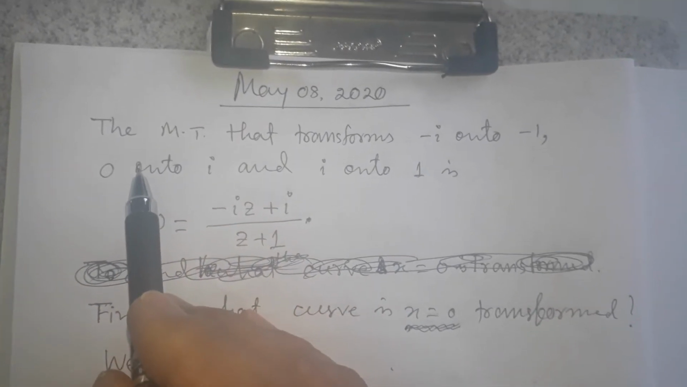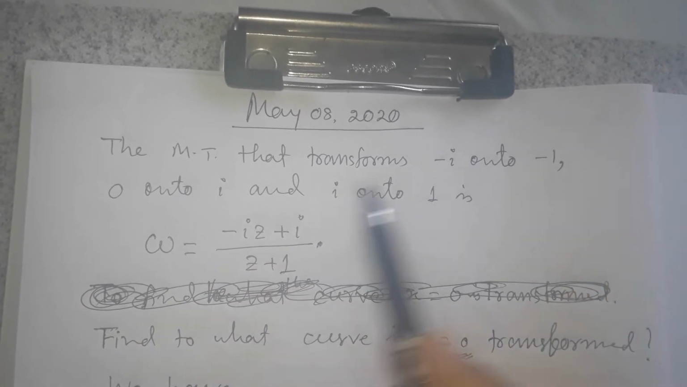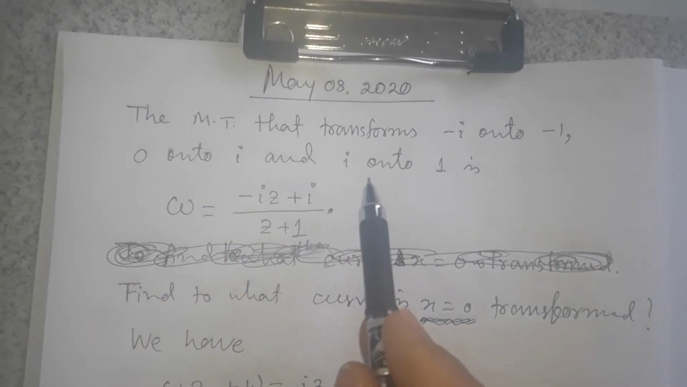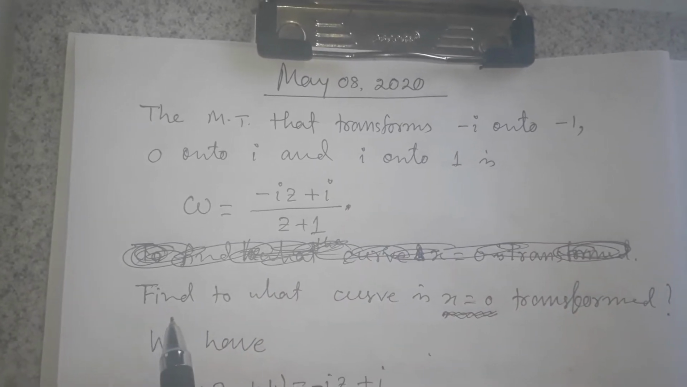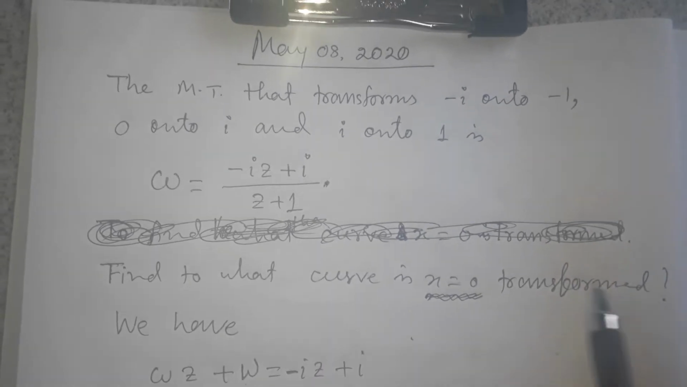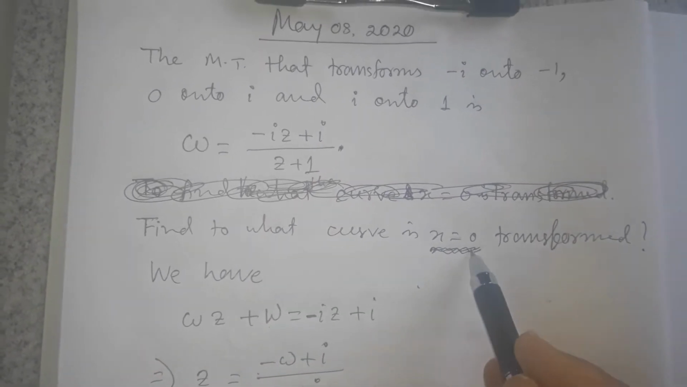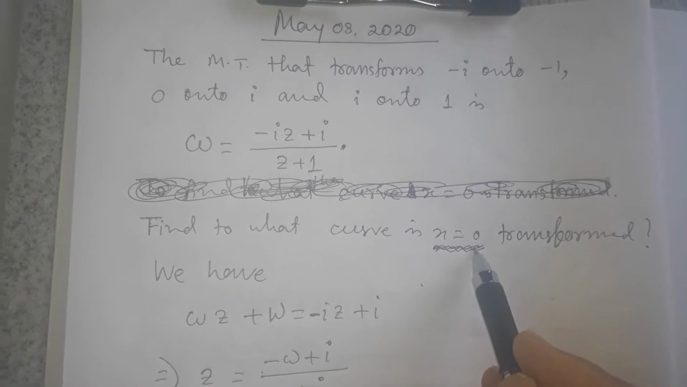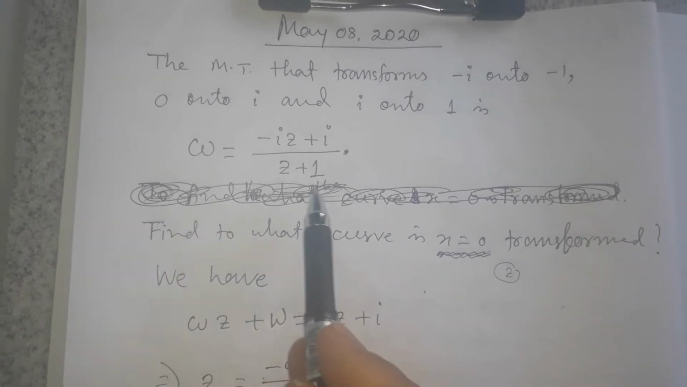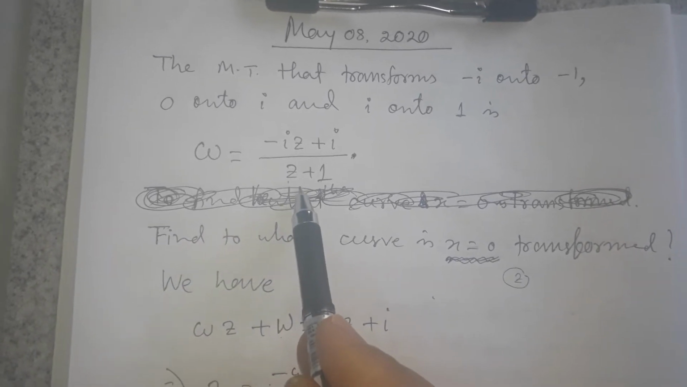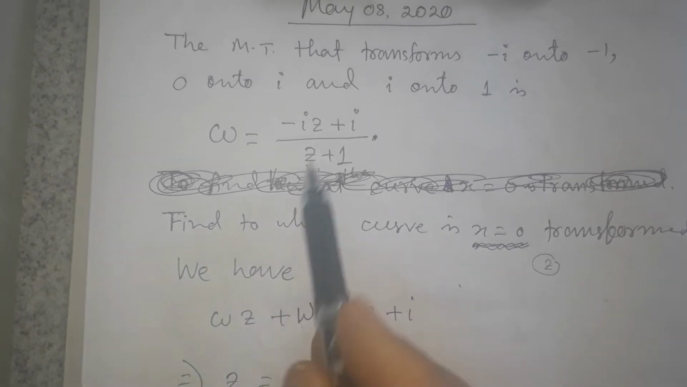In the previous video, we have seen the Mobius transformation that transforms minus i onto minus 1, 0 onto i, and i onto 1 is this one. Now we want to find to what curve x equal to 0 is transformed under this transformation. So x equal to 0 is given, which means it is a relation coming from z. Therefore we need to solve this transformation for z.